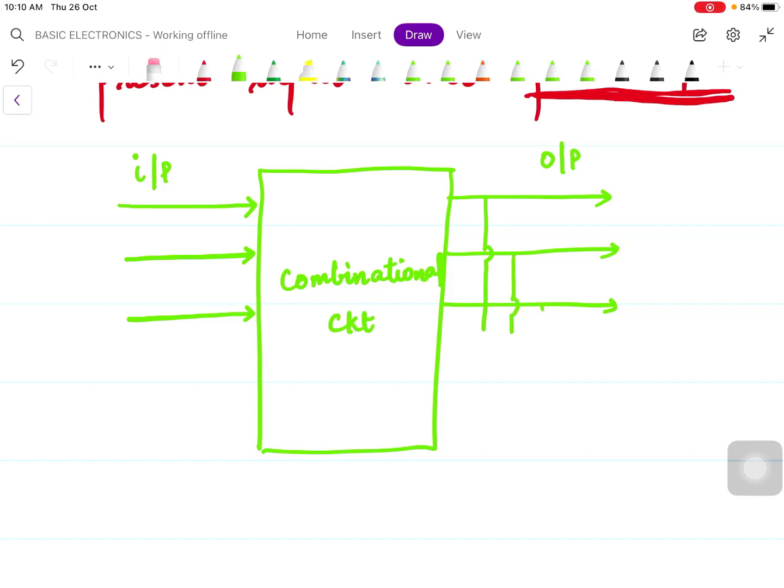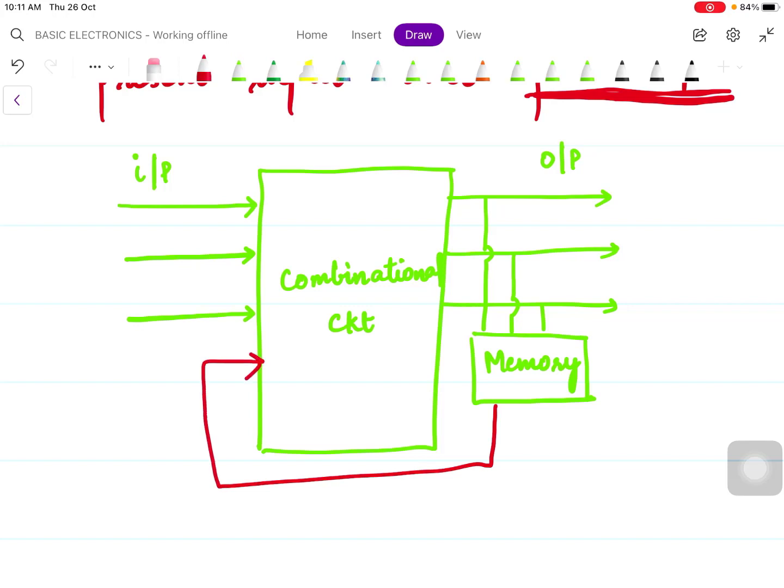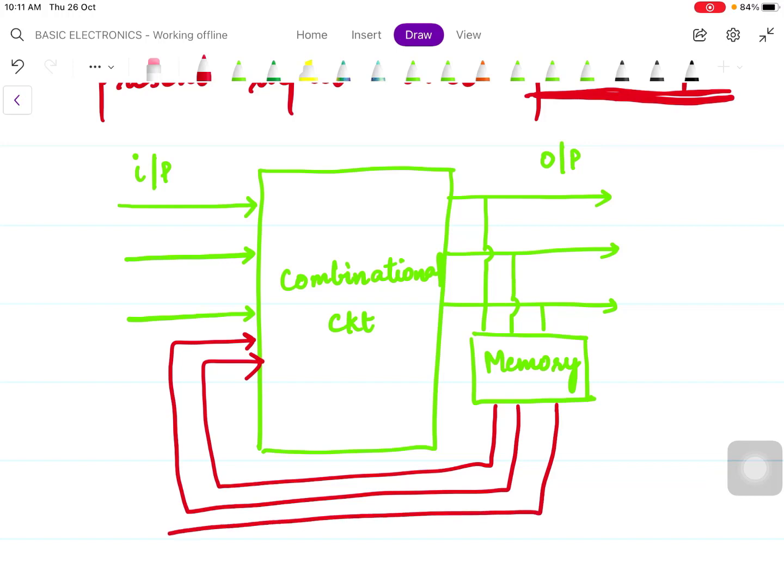So let us connect the memory element over here. So this is the memory element, and whenever we have to use this memory element, we will feed the memory element basically into the input. So this whole circuit forms the sequential circuit. So a sequential circuit is basically a combination of both the combinational circuit and the memory elements.